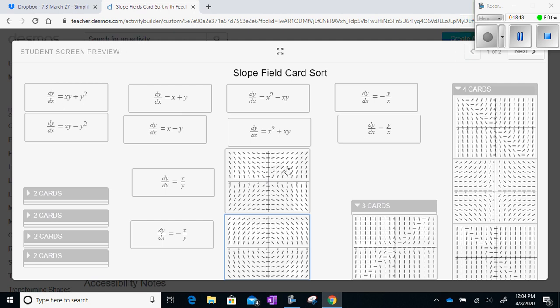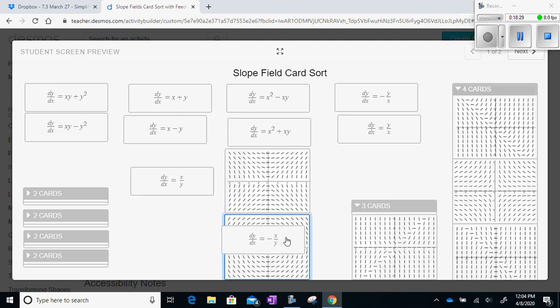So let's just try it. Try, let's say, 4, 4. If I plug in 4 over 4 here, I get a positive 1. If I plug in a 4 over 4 here, I get a negative 1. That means that they're actually lined up appropriately. This differential equation will match this slope field, and this differential equation will match this slope field.